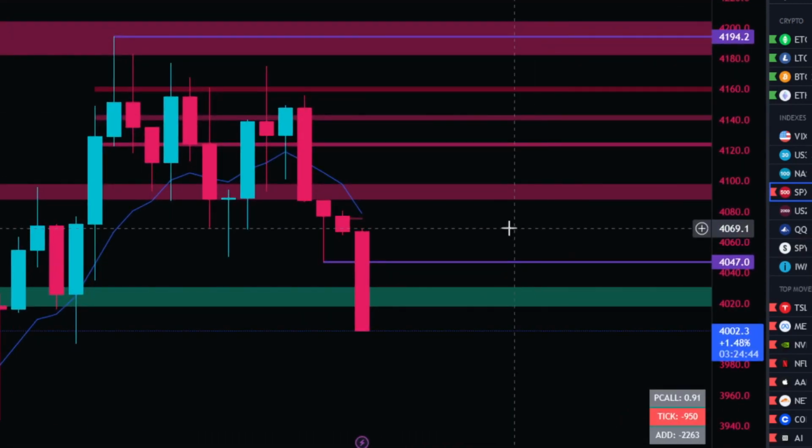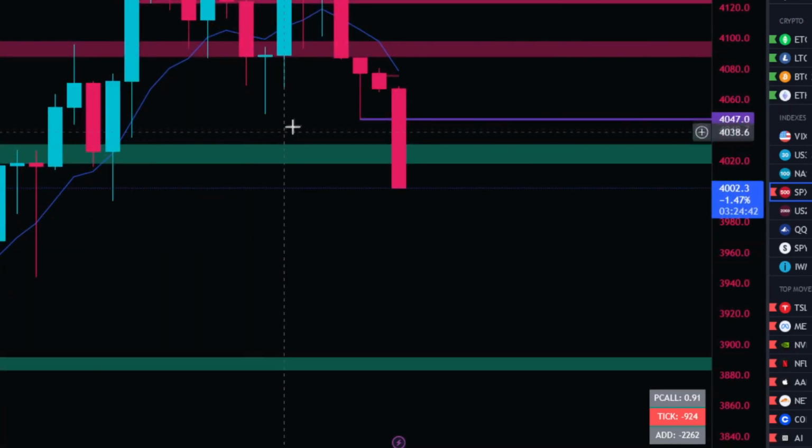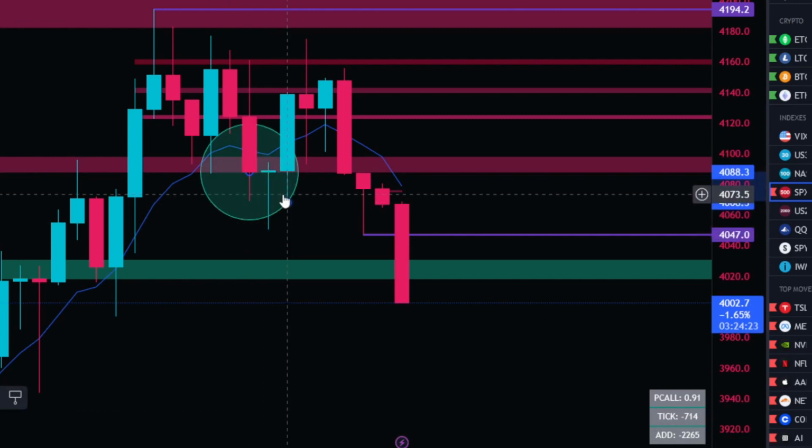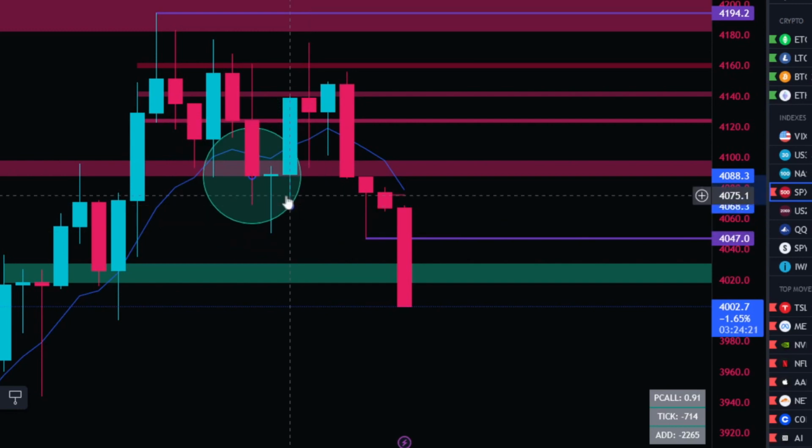All right, so you can see that we've been stuck in this range here between 4,100 and 4,200, and recently we've been trying to break that. We got this first initial move here where it looked like we were going to move down, but by the end of the day we closed back at highs. So that was invalidated.